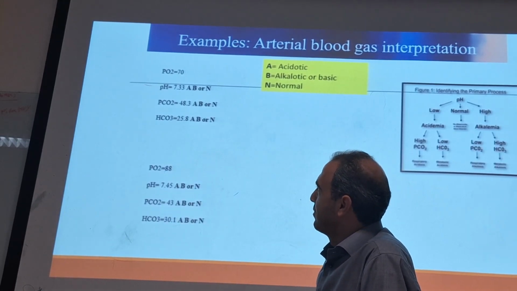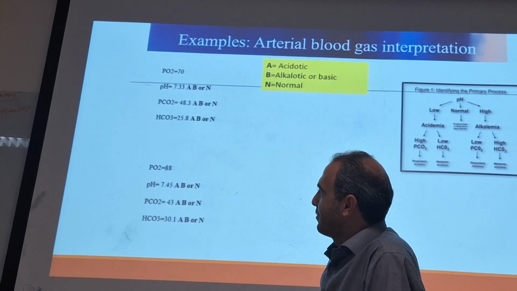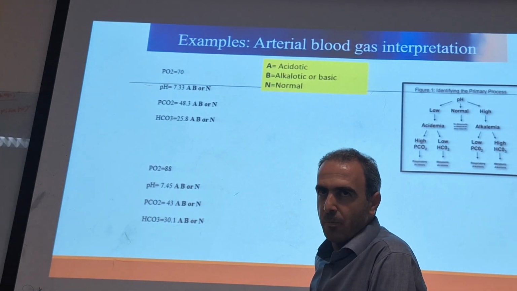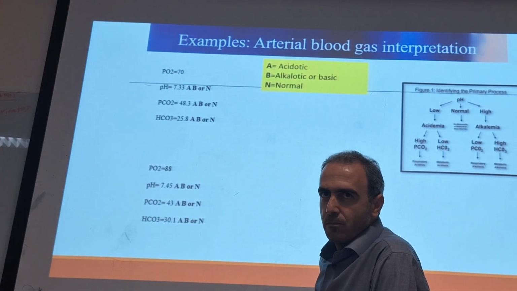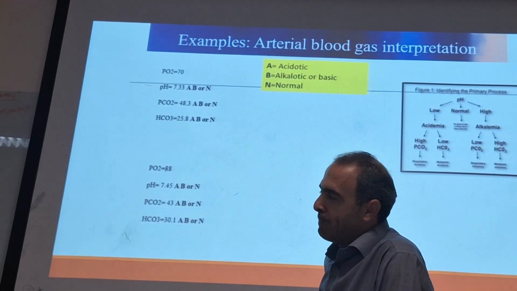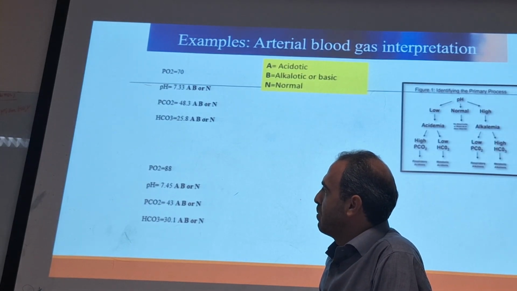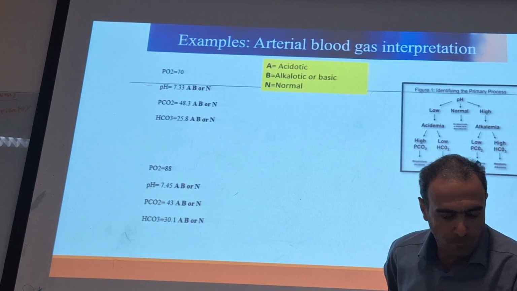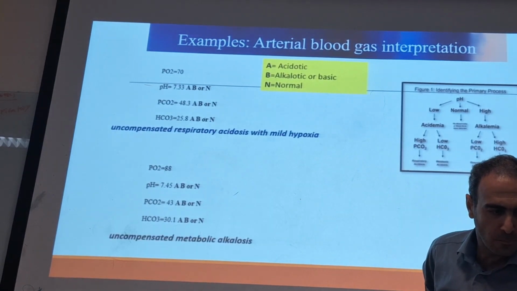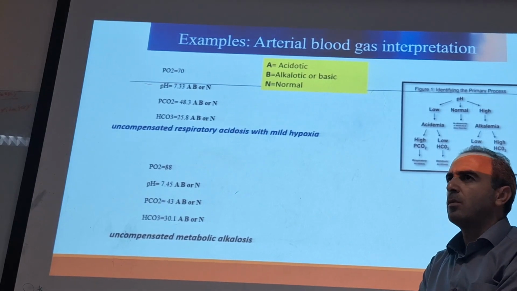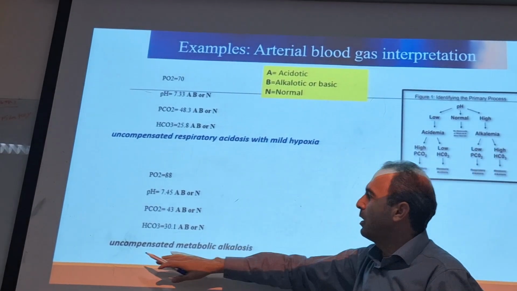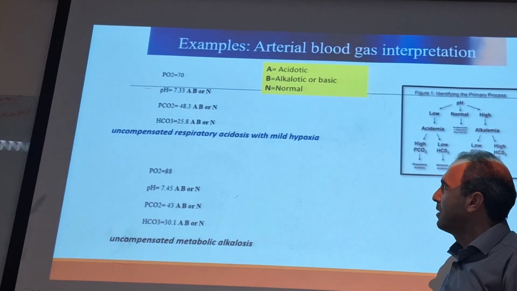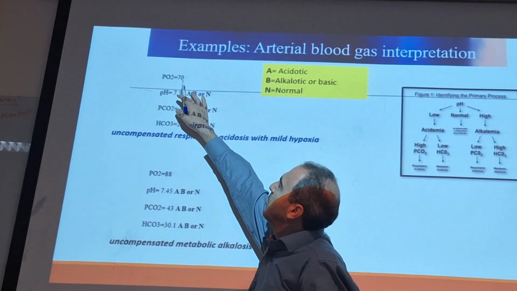So, the next one. The pH is basic. Metabolic alkalosis. Compensated or uncompensated? Uncompensated also. Why? Because the CO2 is normal and the pH is still basic, so it's uncompensated. Which one, the second one? Yes, it is a metabolic alkalosis, uncompensated. Is it a respiratory acidosis? And here we have hypoxia because of PO2.